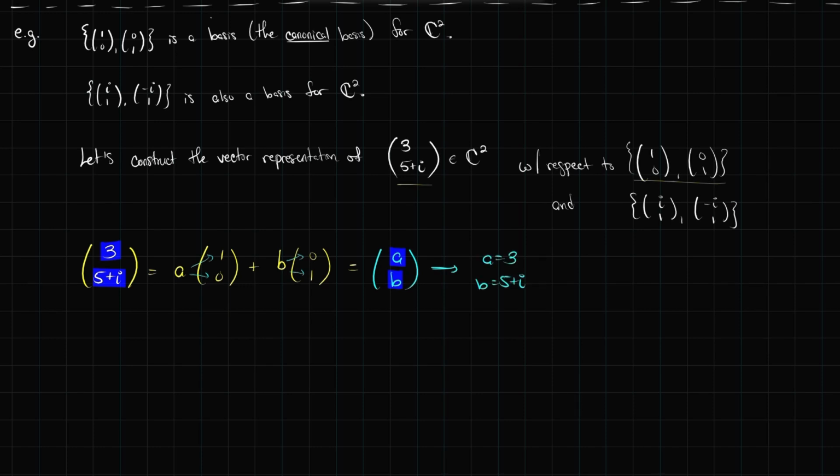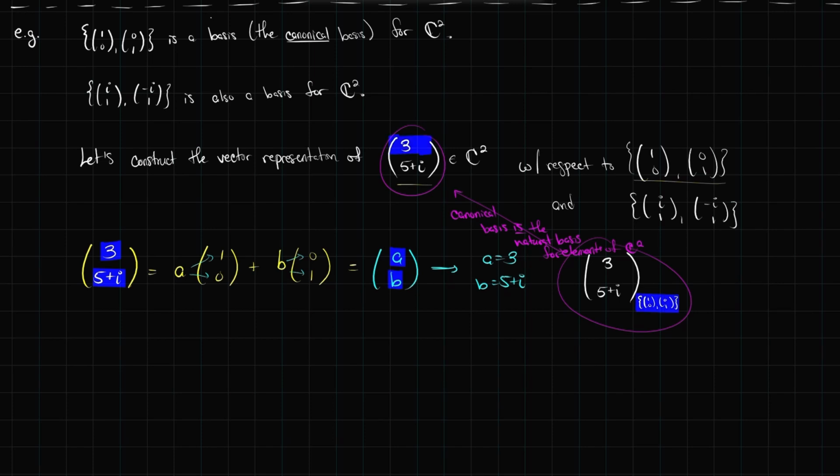And so my vector representation against the canonical basis is a = 3 and b = 5 + i. So I write my subscript here, 1, 0, 0, 1. We see that the canonical basis is the natural basis for elements of C2, and in fact elements of any finite dimensional spaces. And so a lot of times we do just omit that subscript.